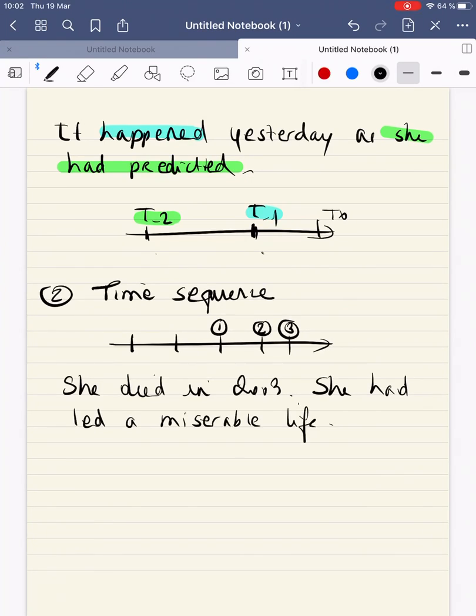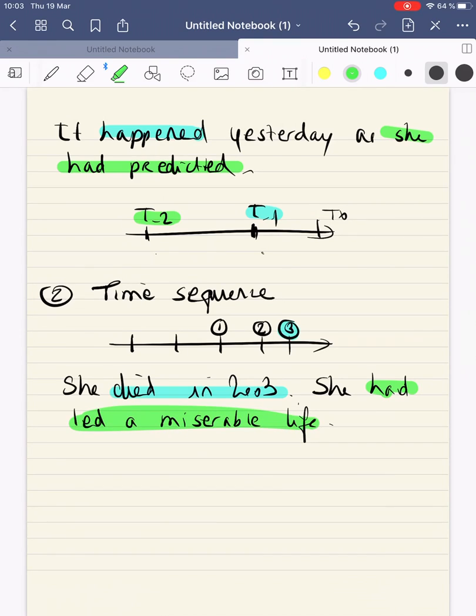She had led a miserable life. I'm reusing my colors because I think this is really helpful. She died. I did something I didn't want to. That's okay, I'm going to rewrite this. She died in 2003. I'm going to have to be consistent with my colors so you might understand. Let's say this is what happened.